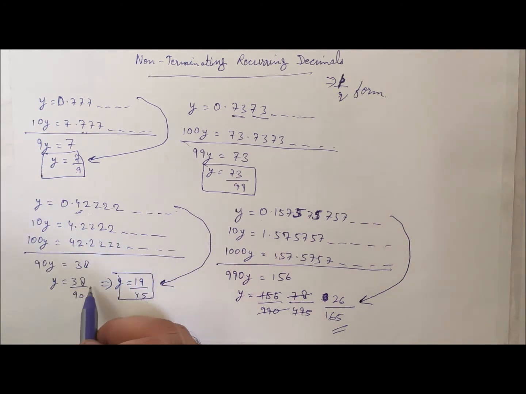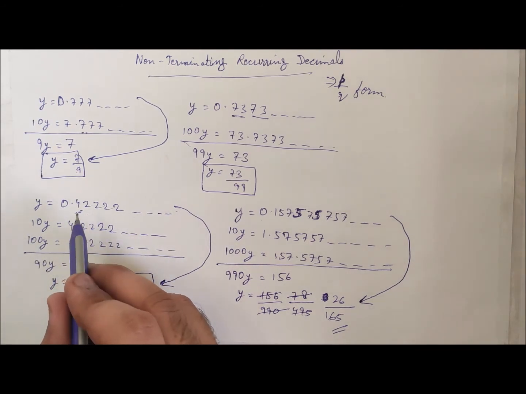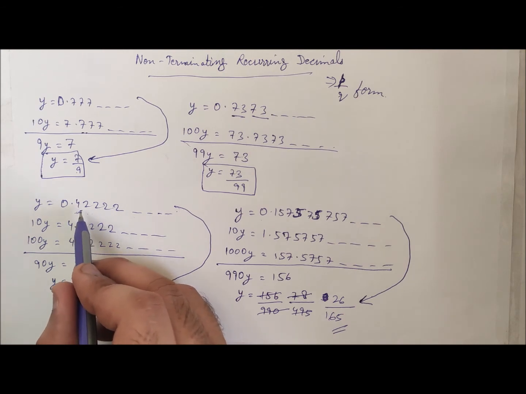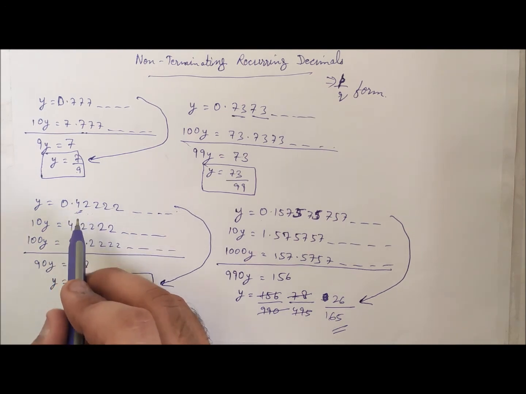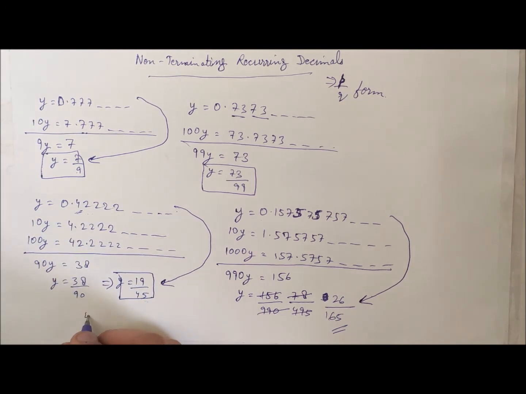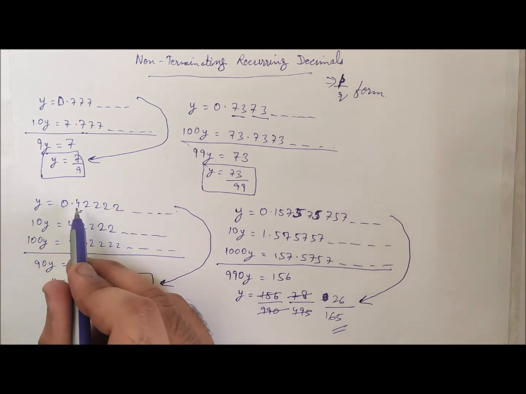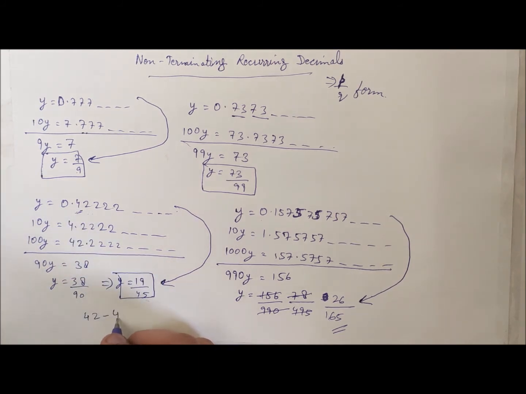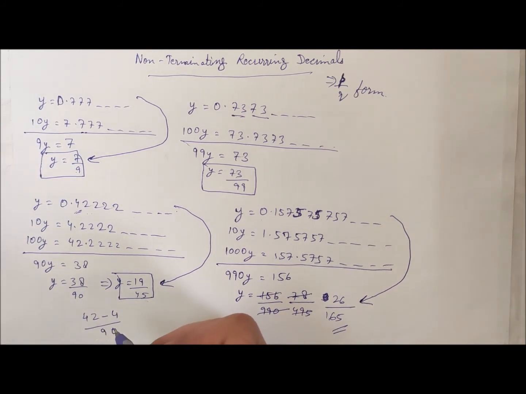Now how to reach the numerator? Since we are dealing with 42 over here, the beginning part is 42. So I'll write 42 minus what is being eliminated, a 4. And the denominator we have already discussed, it's 90. So 42 minus 4 upon 90, that is 38 by 90. That is our answer for this question.